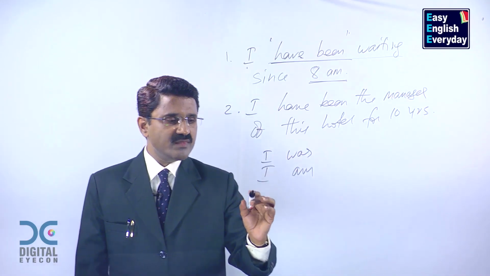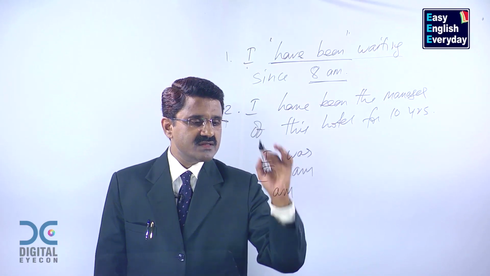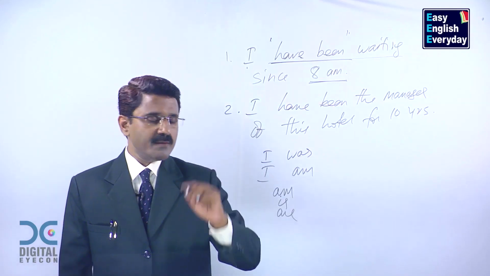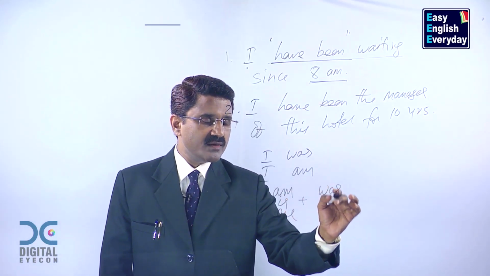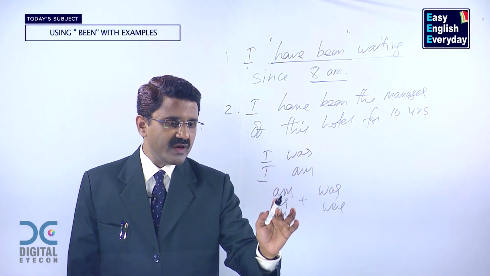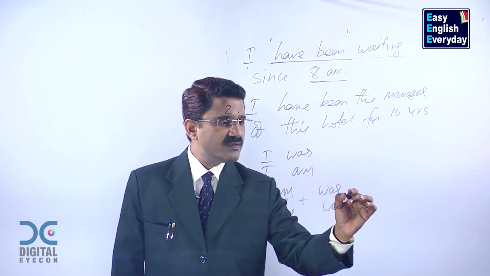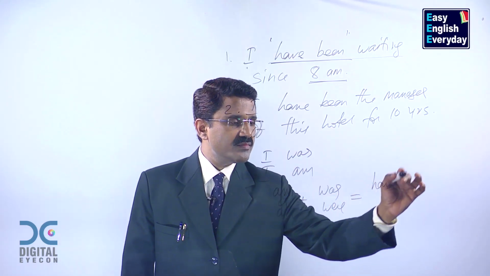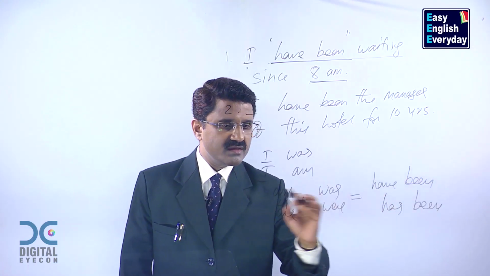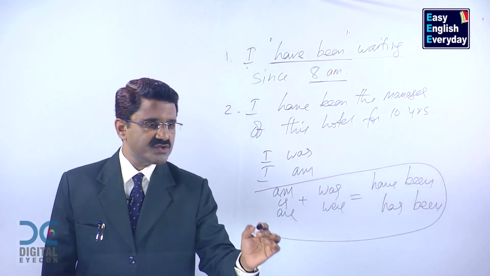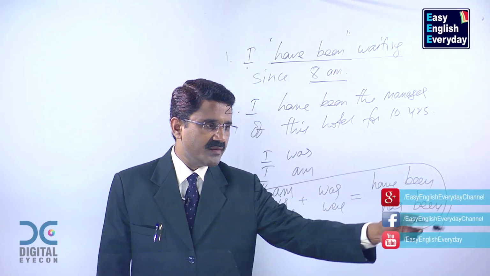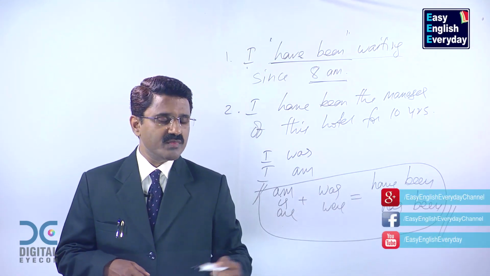Is it like a mathematics formula? Of course it is. Just look at this. Am, is, are. What does it indicate? Present tense. Was and were indicate past tense. The combination of am, is, are, was and were is equal to have been and has been. This is a very important formula you have to remember. If you remember this formula, it will solve many problems.